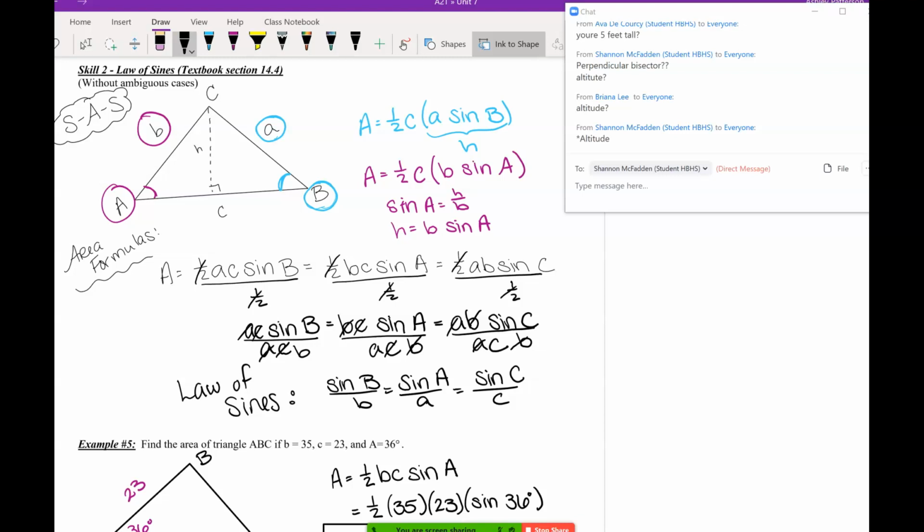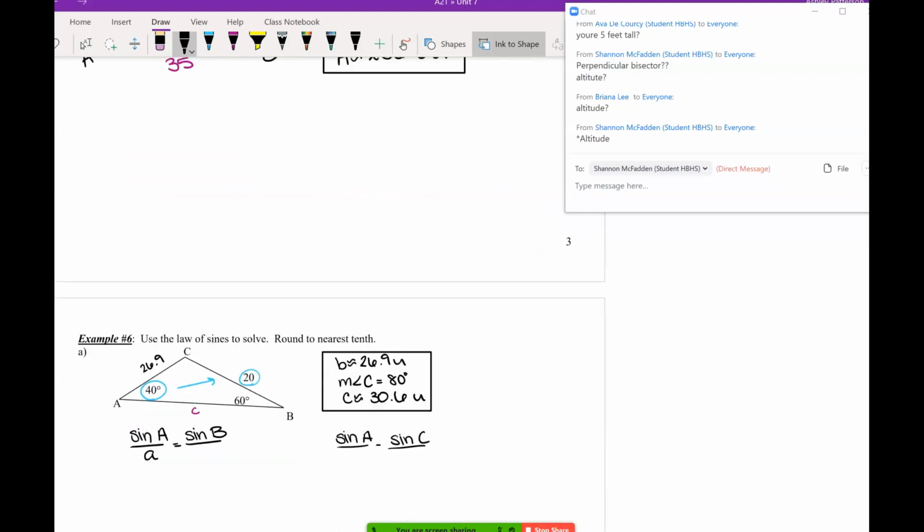Super, super helpful. Make sure that you acknowledge also, it doesn't have to be all three ratios set equal to each other. We're just going to use them in proportion state. So I'll only have one ratio equal to another ratio. You're not ever going to use it where all three are equal to each other. That tends to be a misconception with the law of sines. Let's use it. Let's go. Off we go. Example number 6.